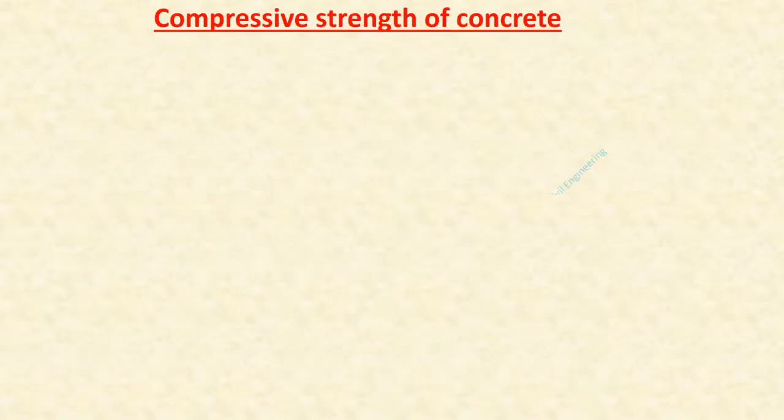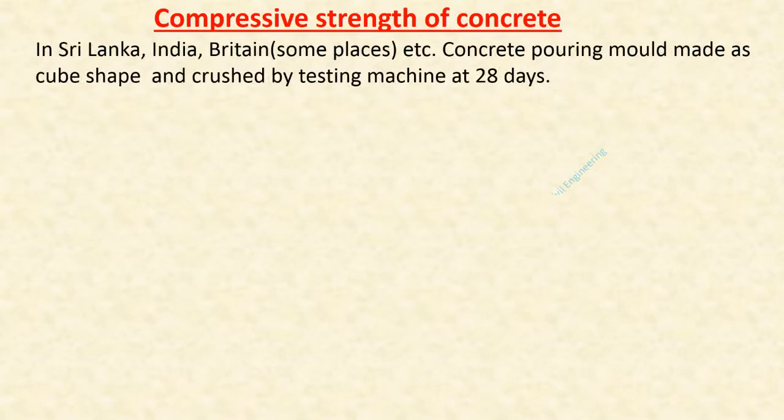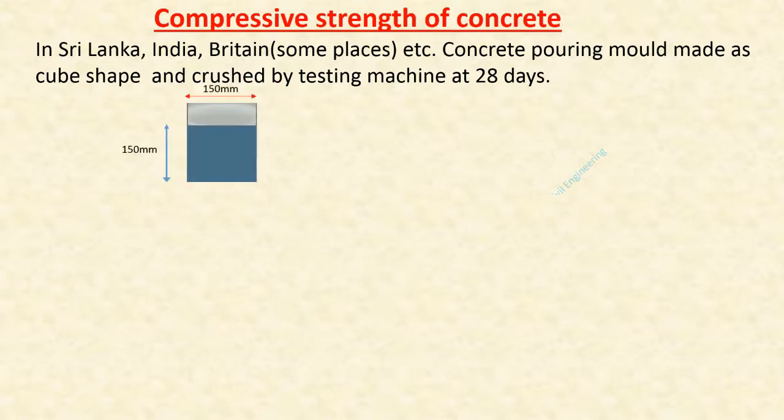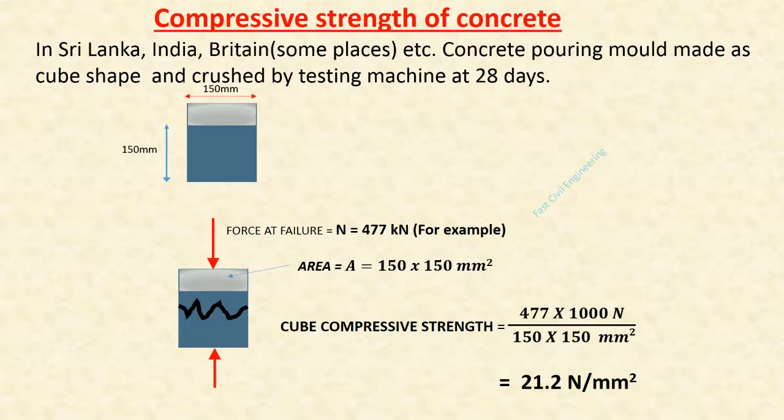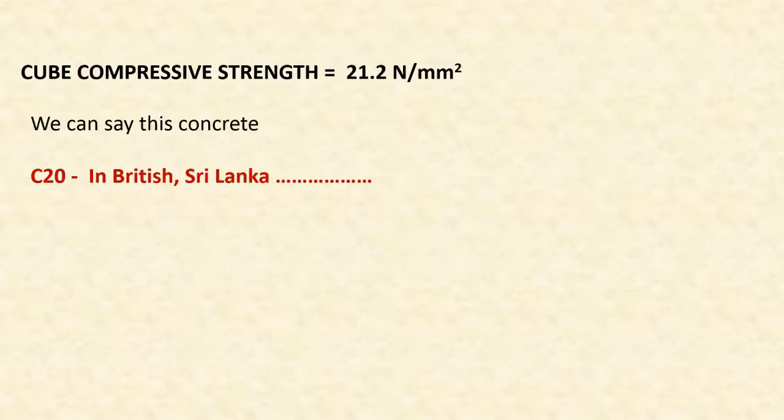Compressive strength of concrete. In Sri Lanka, India, Britain, etc., the concrete pouring mold is made in a cube shape and crushed by a testing machine at 28 days. In this particular example, the concrete cube compressive strength is 21.2 Newton per millimeter square or 21.2 megapascal. Cube compressive strength is 21.2 megapascal.